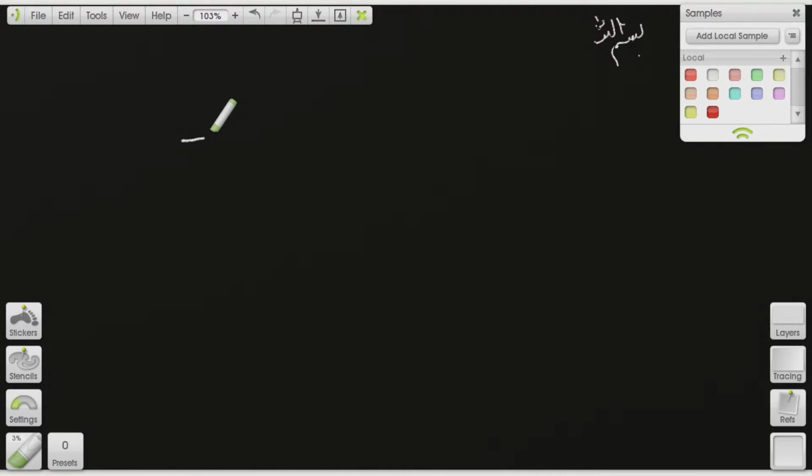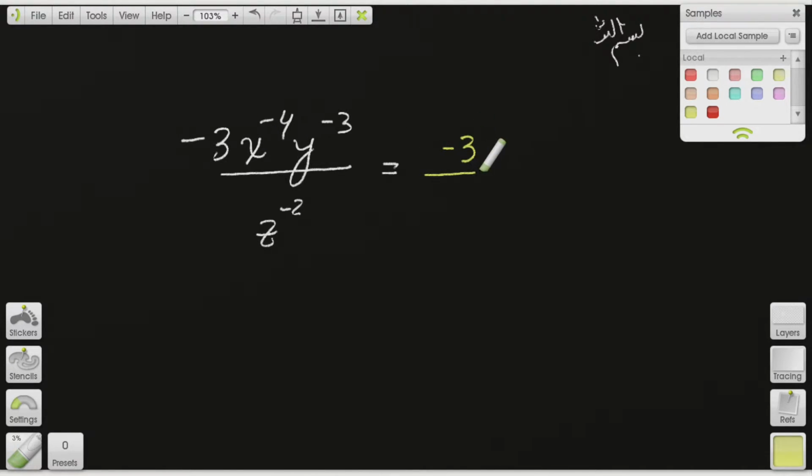Now, for emphasis, negative 3x to the negative 4, y to the negative 3, over z to the negative 2. Now look at this one. Here, there's a lot of negatives. The 3 stays up. Don't mess with that, because there's no negative exponent on it, so that negative 3 stays as a numerator. Now this x goes to the denominator, x to the 4th. And y also goes to the denominator because it is also negative. Now z is a negative 2, so it goes to the numerator. So that's going to be z squared.